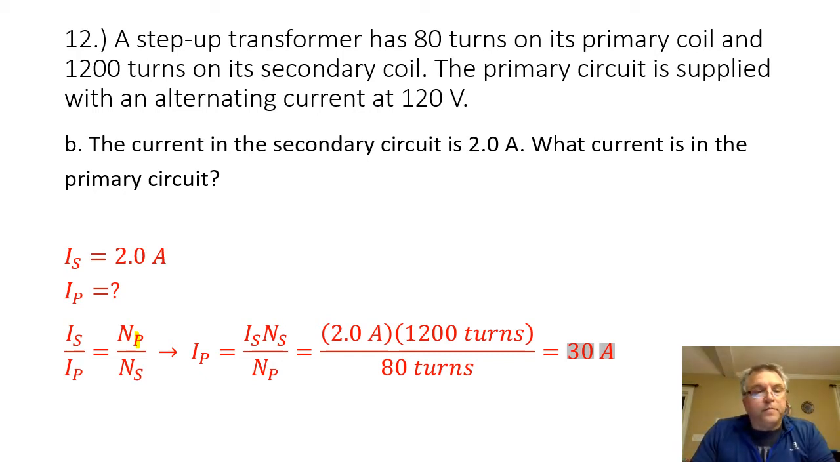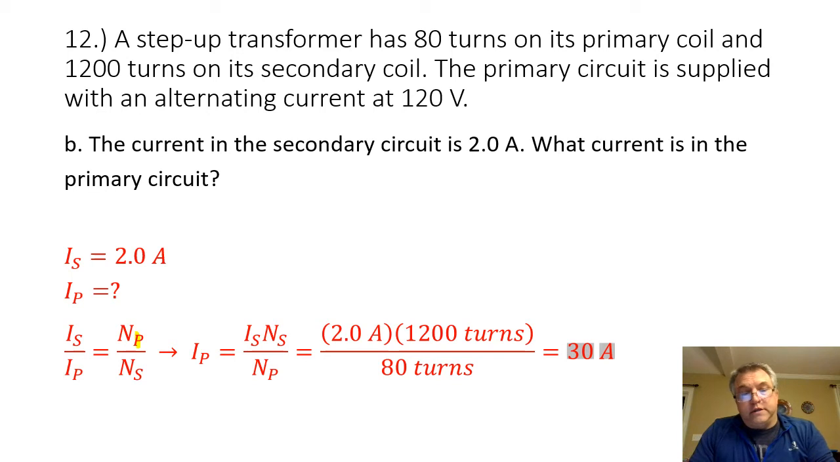number of turns in my numerator here and the secondary number of turns in the denominator. That's the reverse of what it was like for the ratio for the voltage. For the voltage, we had the secondary voltage over the primary voltage, just like here we have the secondary current over the primary current. But now we have the primary number of turns over the secondary number of turns. So the current is inversely proportional to the number of turns on the transformer, whereas with voltage, there's a direct proportionality between the number of turns and the voltage. So just be careful of that.